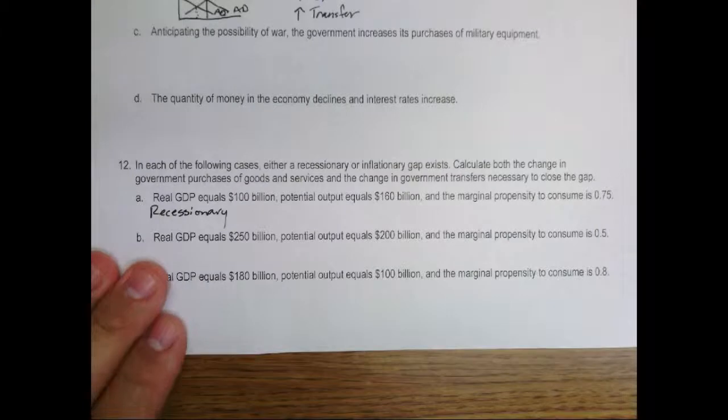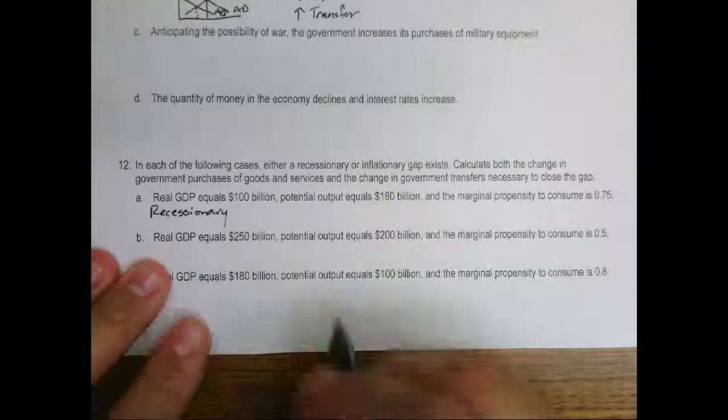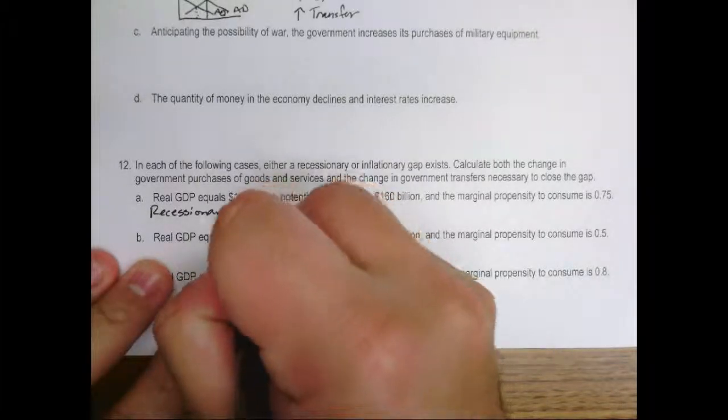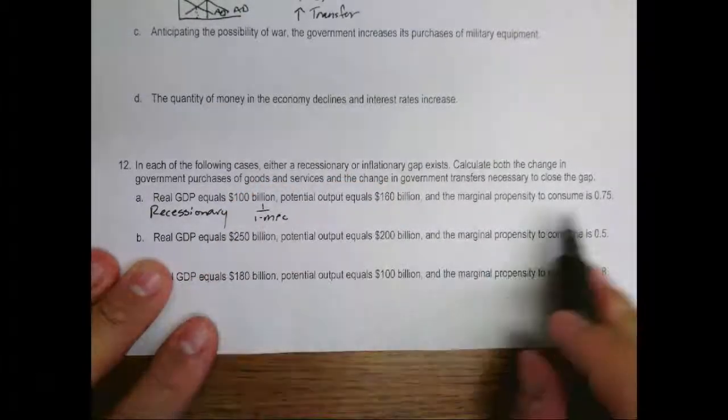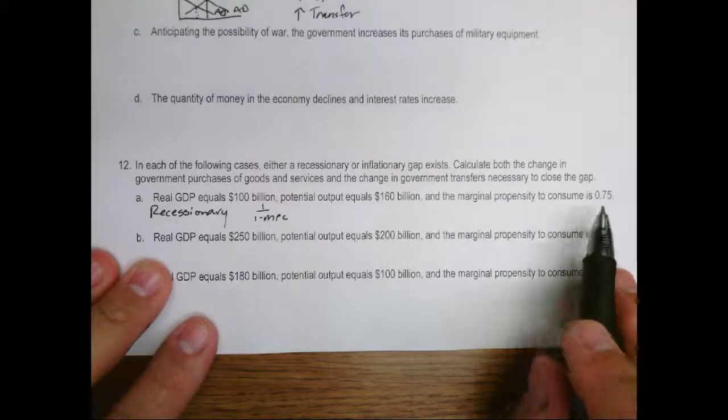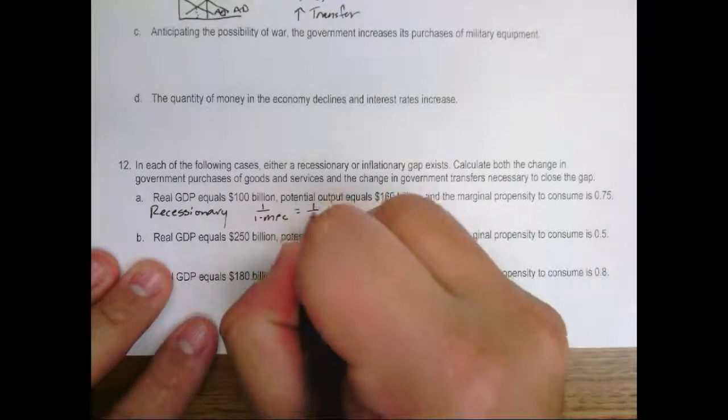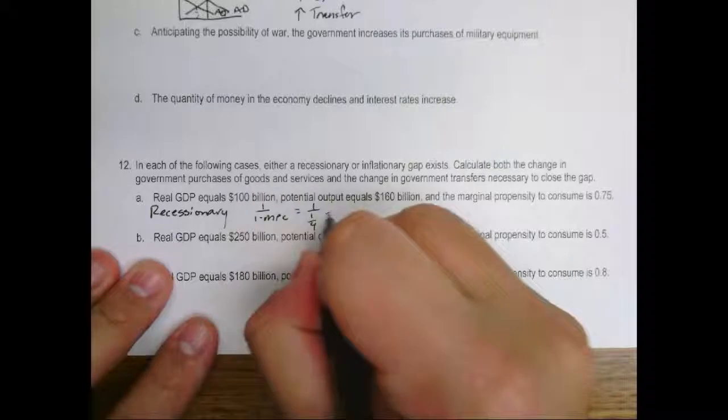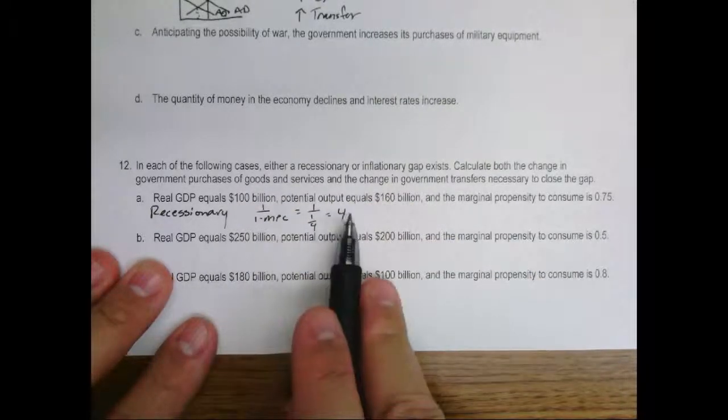How do we close that? Well, we're going to have to either increase spending or decrease taxes. The spending multiplier is 1 over 1 minus MPC. We know that MPC here is 0.75. So we know that this comes out to be 1 over 1/4, which is equal to 4. So the spending multiplier is 4.